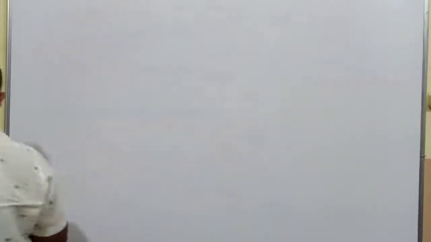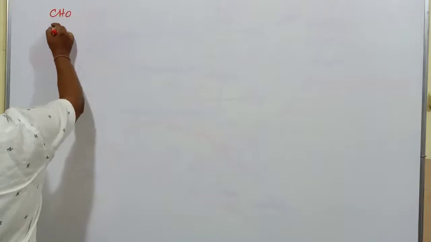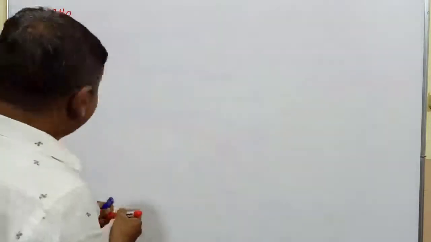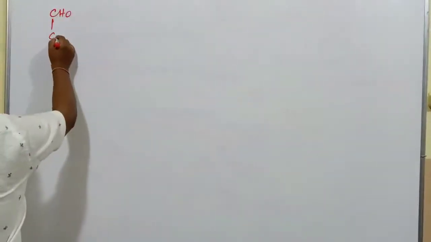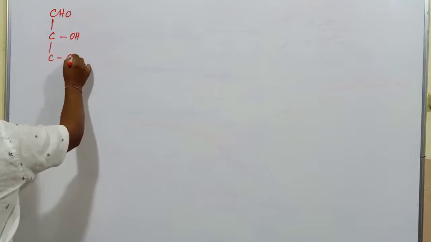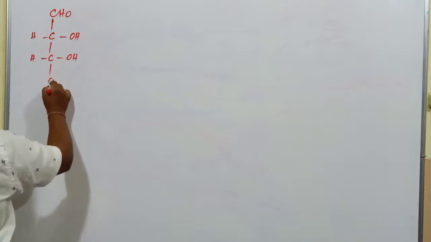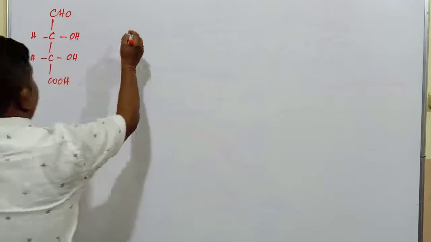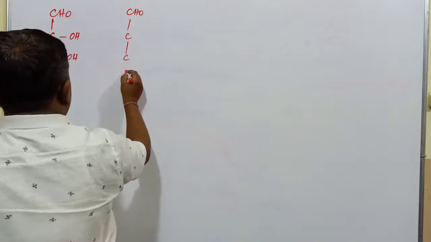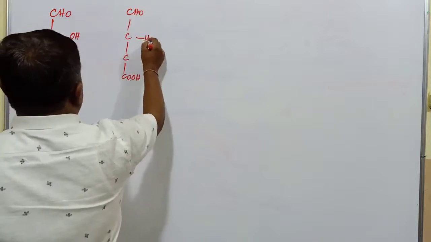Another example we will discuss here. This is CHO. This is COOH. This is H. This is H. This one is COOH. It is CHO. This is C. This is C. This is COOH. This will be H. This is OH.